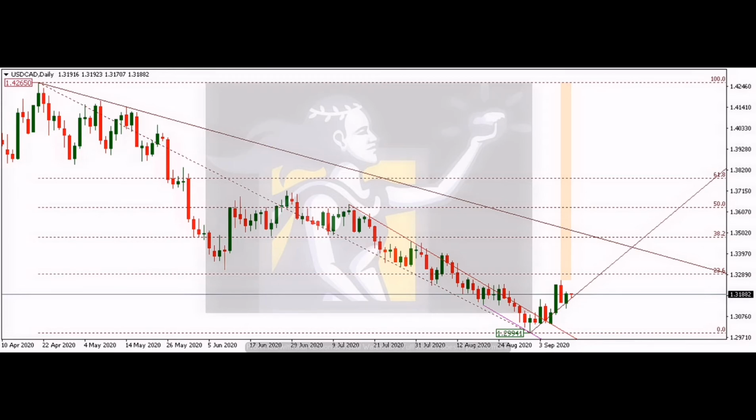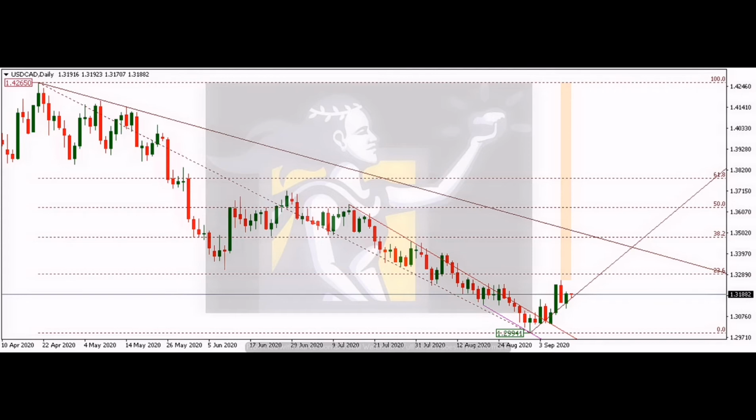If you pay close attention to the chart, you'll see the first support is at 1.3116, which is the high of September the 7th. Second support is at 1.31 even, which is a psychological number. And finally, the third support is a major horizontal support located at 1.299.